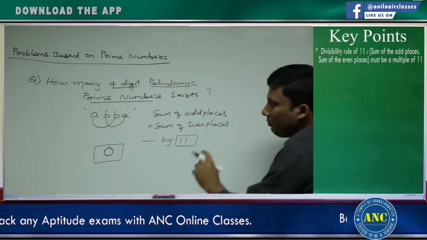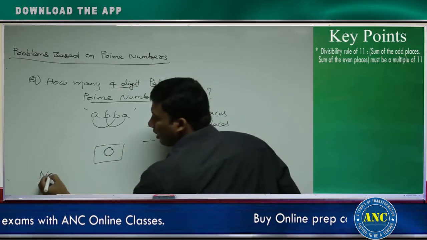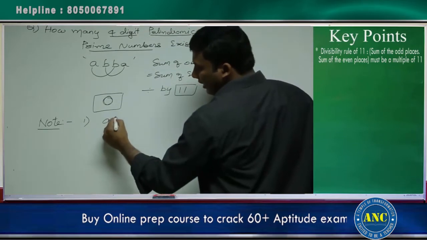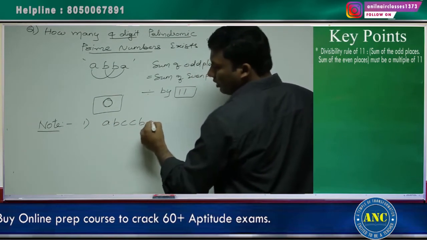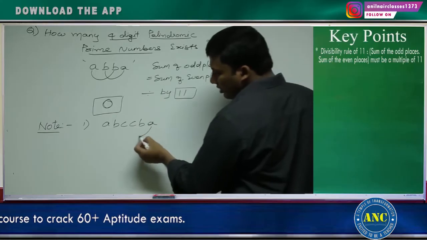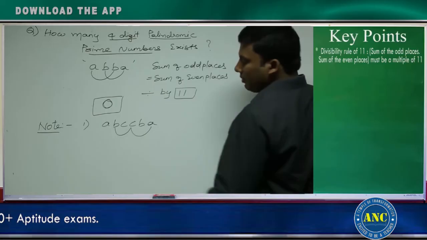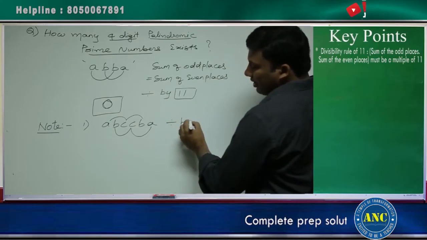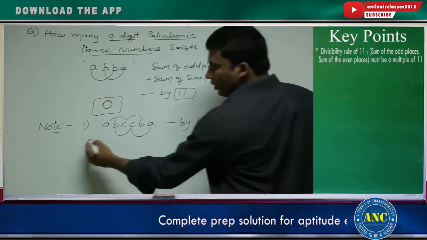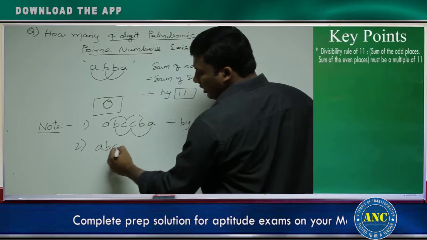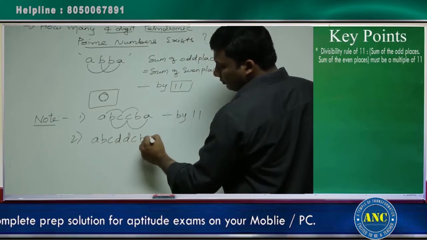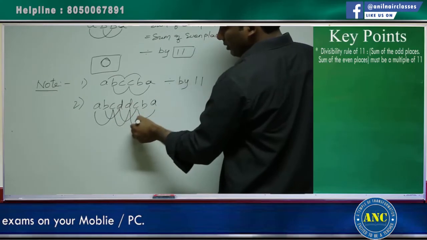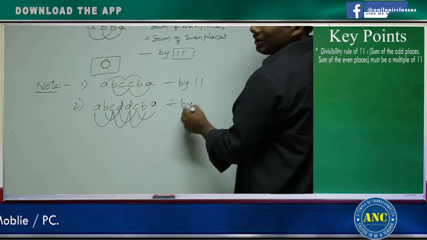Now, this is not important. Please listen carefully. First listen. Suppose I take a 6-digit palindromic number, ABCCBA. What is the sum of the odd places? A plus B plus C. What is the sum of the even places? A plus B plus C. That means the number is divisible by 11. Suppose I take an 8-digit palindromic number, A plus B plus C plus D, A plus B plus C plus D. The number is divisible by 11.